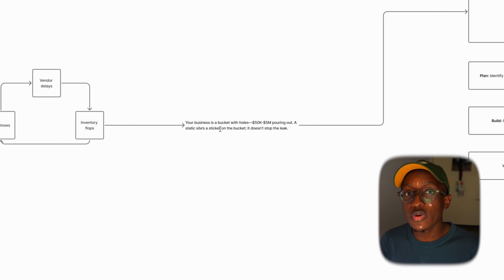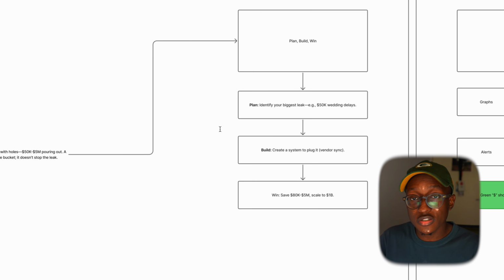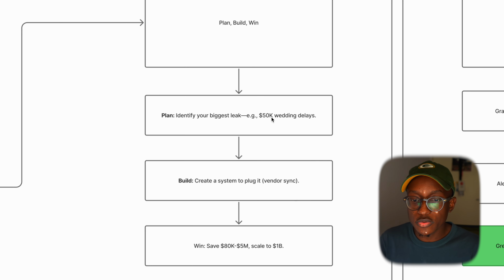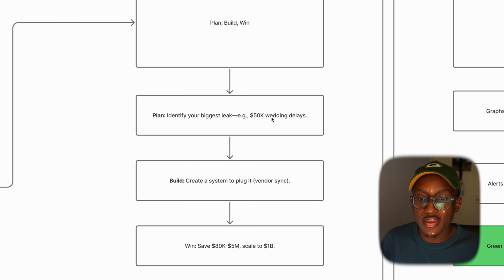And it's all about knowing these specific challenges that you may not even know you're facing, but you are, and it's hurting your business a lot more than you think. So now we can look at a 3-step process, which is plan, build, and win. In plan, we basically identify your biggest leak, which is, for example, you say you have 50K in winning delays. You have these delays simply because you just have a static site, but it's not really driving revenue to your business. And in build, we basically create a system and plug it in, which is your vendor sync.